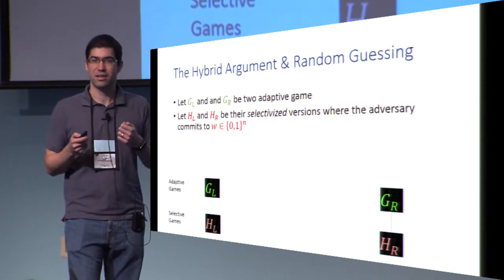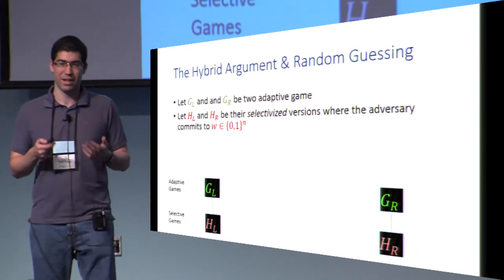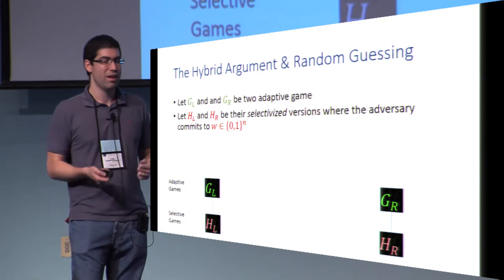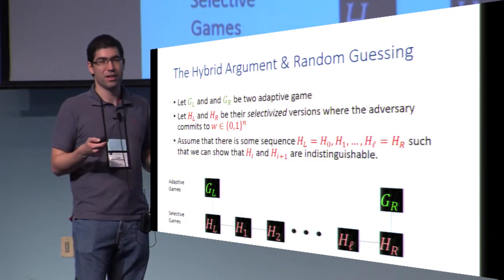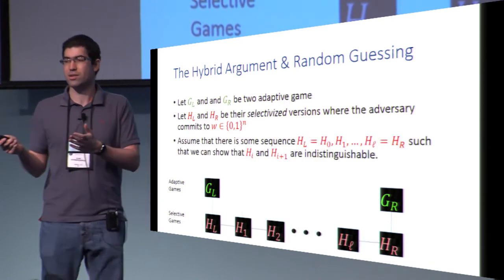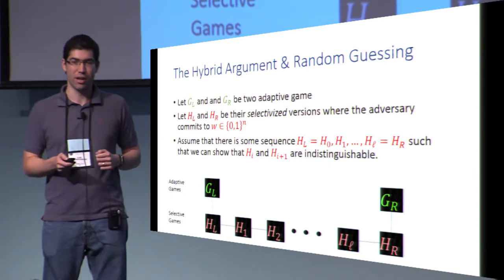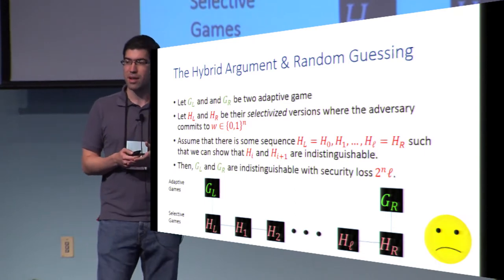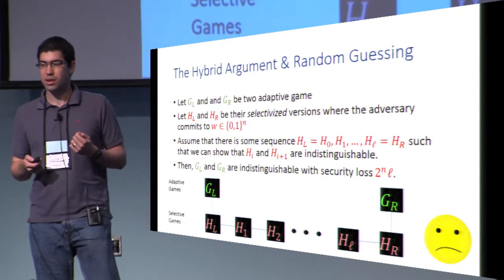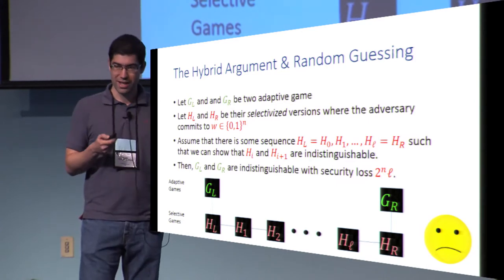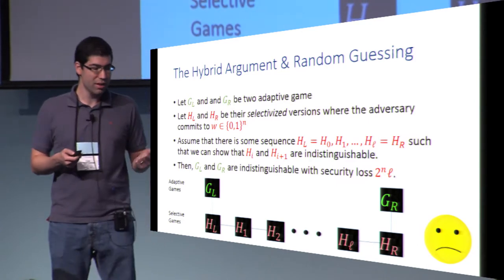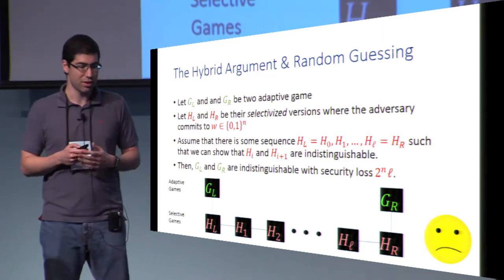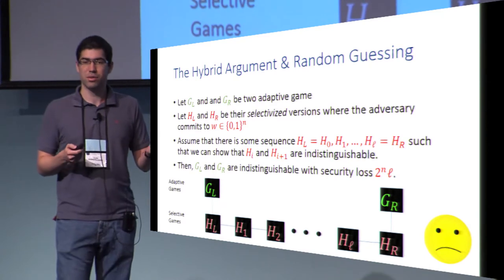We just guess the adaptive choices of the adversary ahead of time, define selective games, H left and H right, and now we apply the selective proof of security, which usually consists of a sequence of hybrids H1 till HL. Now the result is that the original adaptive games are indistinguishable, but the security loss is huge. It's 2 to the n for guessing the choices of the adversary, and there's a factor of L, which is the number of hybrids we had in the selective proof of security. And this is, of course, not very good, and we would like to avoid it.